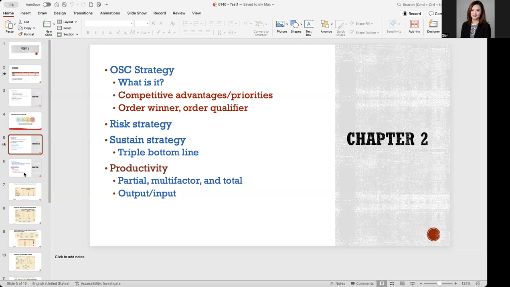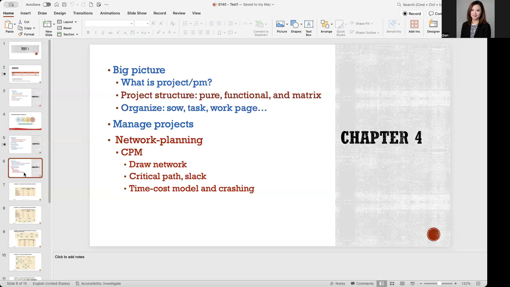And then we move to chapter 4. For chapter 4, first of all, still the big picture. Chapter 4 talks about project management. So the first thing you need to review is what a project is and what project management means. I still give you a few sentences to describe these 2 things. And again, you don't have to memorize them, just understand them.